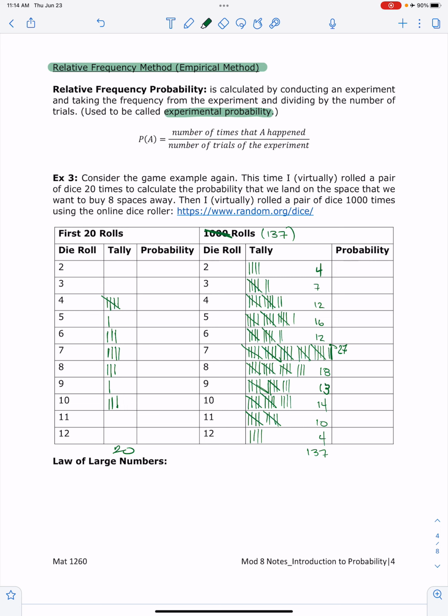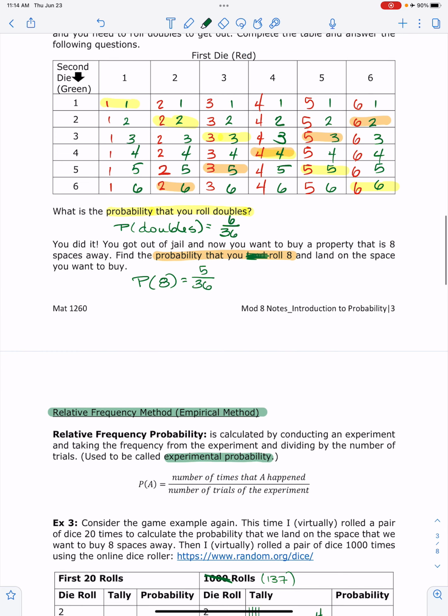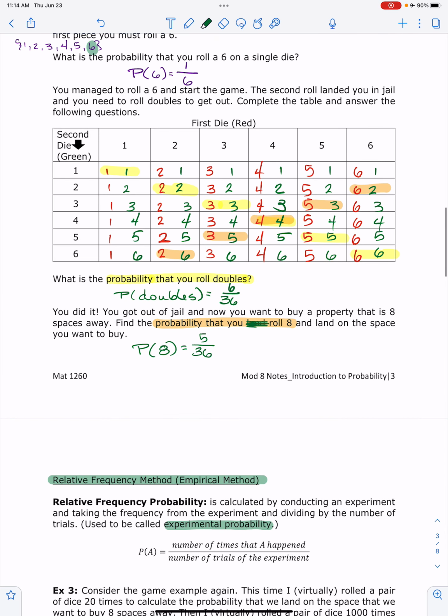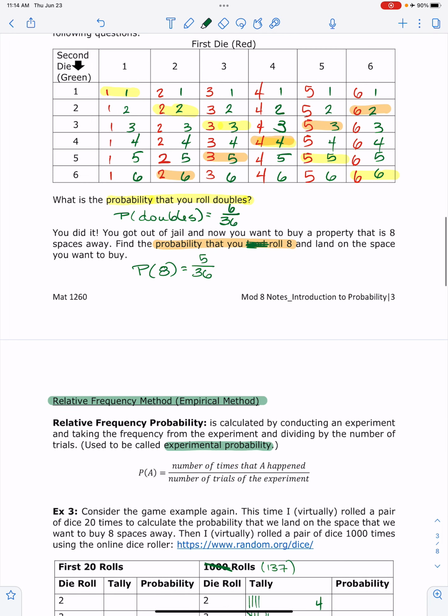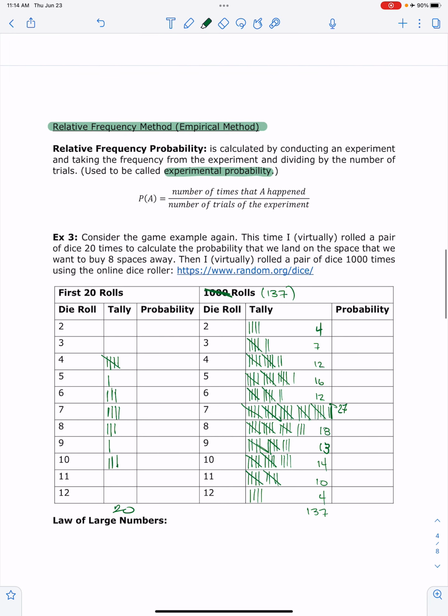First thing I want to do is back up. We talked about what happens when we roll a die. Didn't get specific enough to take a look at the probability of each thing happening. When I say each thing, I mean the sum of our two dice. So here in example 3, we're going to roll a pair of dice 20 times to calculate the probability.